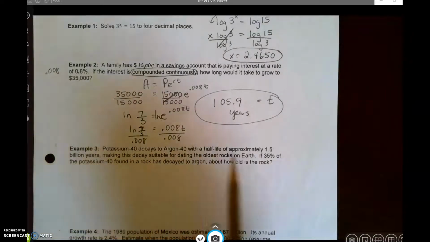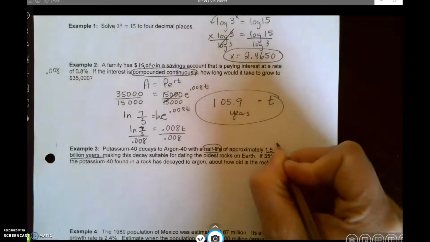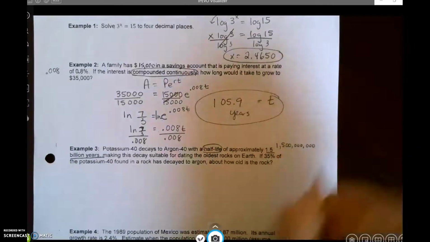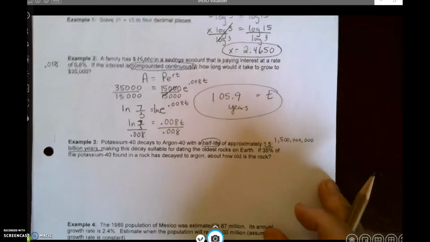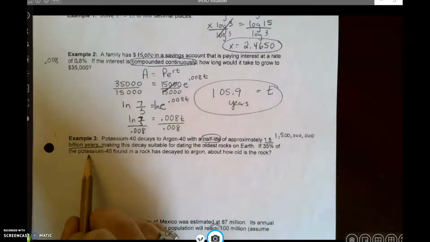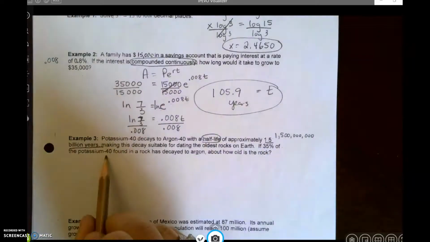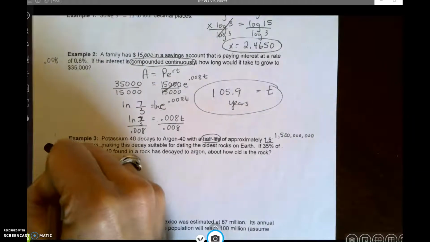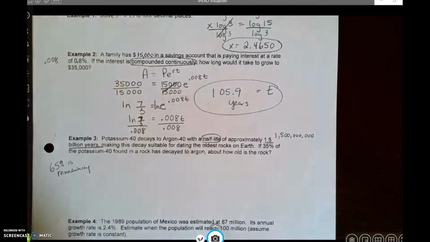Potassium 40 decays to argon 40 with a half-life of 1.5 billion years. That would be 1,500,000,000 years, making this decay suitable for dating the oldest rocks on Earth. If 35% of the potassium 40 found in a rock has decayed to argon, so if 35% of it has decayed, that means 65% is remaining. About how old is the rock?